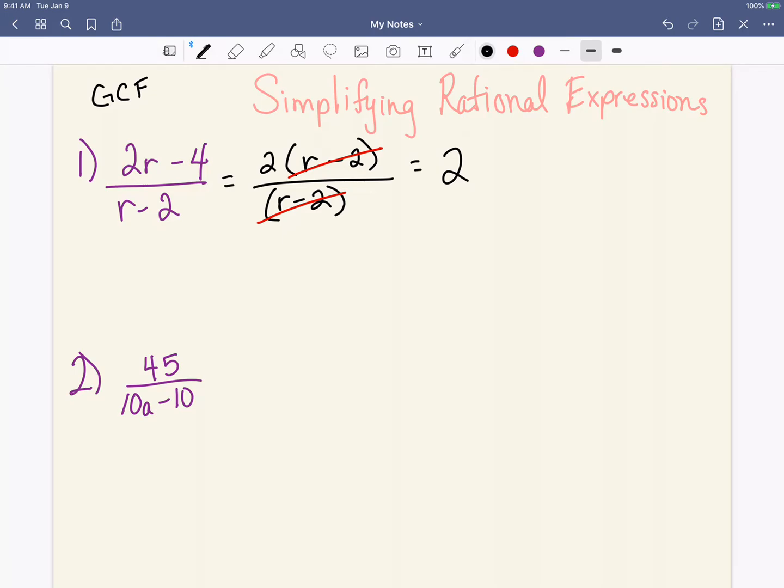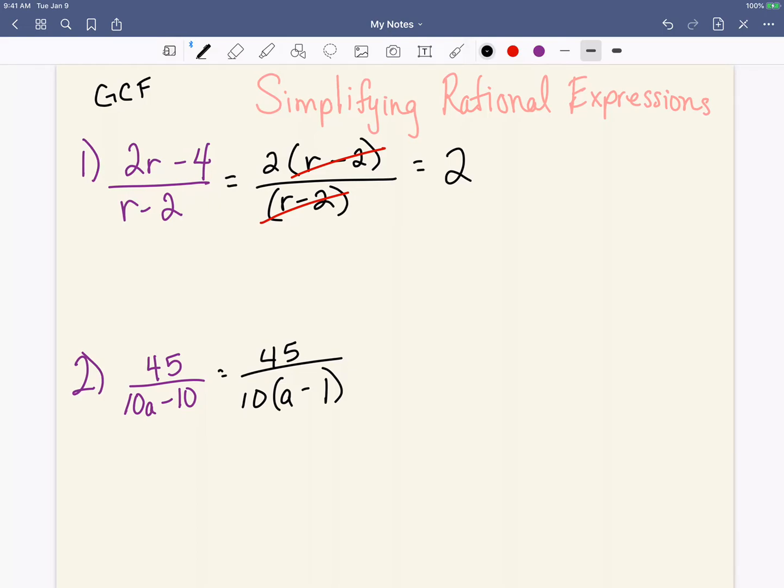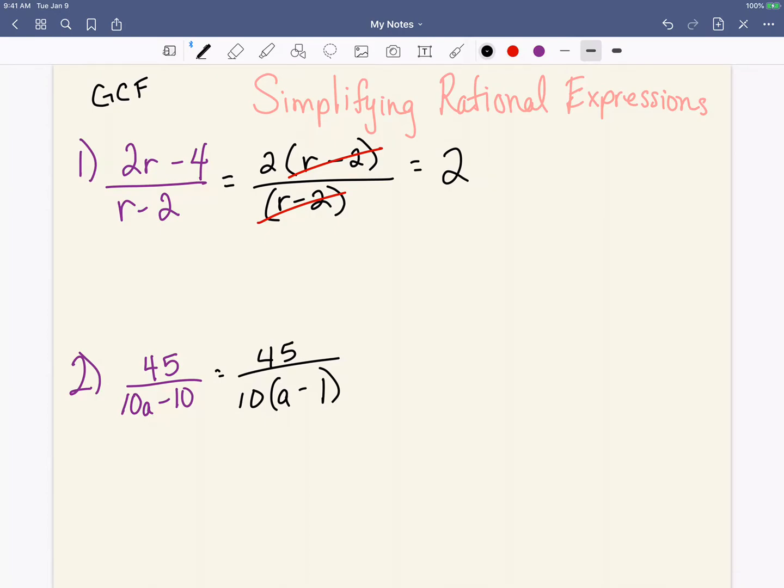The second one is the same thing. So there's no greatest common factor in the numerator, but there is a greatest common factor in the denominator, which is 10. And that gives me a minus 1. Now in this case, I can actually simplify, right? The nice thing is that since this is multiplication, I can do a separate division rather than have to cancel out everything. So I can look for my greatest common factor between 10 and 45.